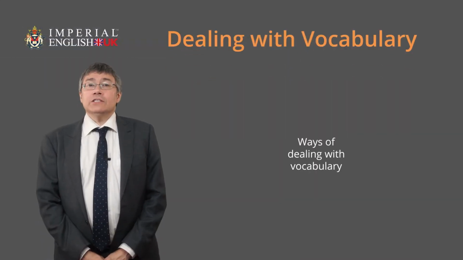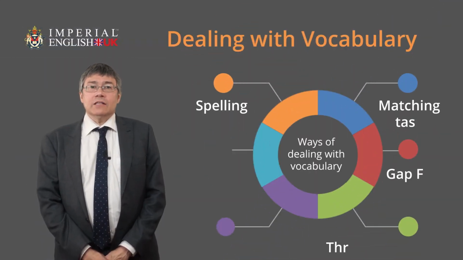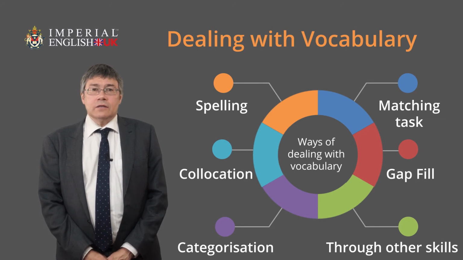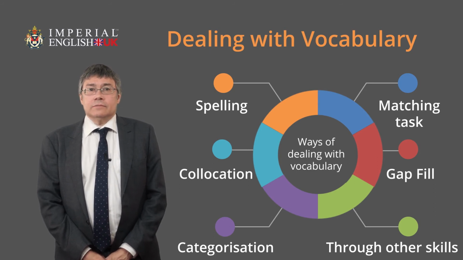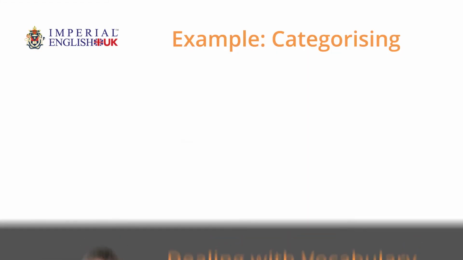On the Imperial English courses, vocabulary is dealt with in a number of ways, both explicitly as vocabulary tasks and embedded in other skills. Doing both provides a good balance to a course, teaching explicitly when students need particular vocabulary to complete subsequent tasks, and teaching implicitly when building vocabulary is beneficial but not the only focus.